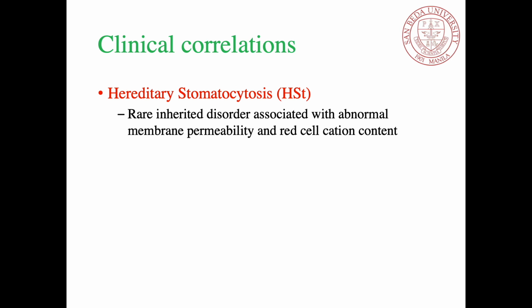Hereditary stomatocytosis, or HST, is a rare inherited disorder associated with abnormal membrane permeability and red cell cation content. Mutations affecting band 3 have been reported in HST. Recall that one of the functions of band 3 is as an anion exchange protein that transports bicarbonate ions out of the RBC in exchange for chloride ions. The bicarbonate ions are used to transport carbon dioxide produced from tissue respiration.